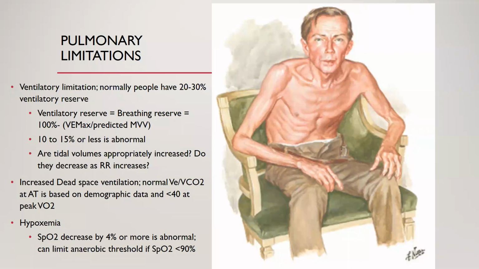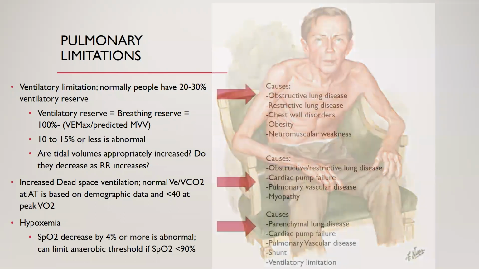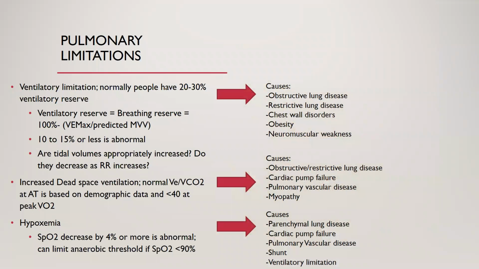All right. So if you got this guy in front of you and they're meeting a ventilatory limitation, they have increased dead space ventilation, or they're hypoxemic with exercise, what type of things are you thinking about with their problems? Well, ventilatory limitations, you know, we're pulmonologists, so those are easy to think of. Something with his diaphragm is abnormal, something with his lungs is abnormal, something with his chest wall is abnormal. Those are pretty much the only things that it can be. So obstructive, restrictive lung disease, chest wall disease, obesity, neuromuscular weakness, any of those can cause a ventilatory limitation.